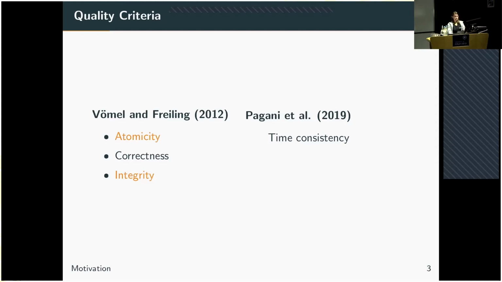This motivated us to think anew about these criteria that Vömel and Freiling formulated, and also maybe integrate this concept of time consistency into the formalizations. Because we think that this abstract way of thinking about the issue might help to identify interesting ways to evaluate the quality of memory acquisition tools. And in the following, I'm going to first talk about this concept of atomicity and then about integrity and how they are interconnected with each other.